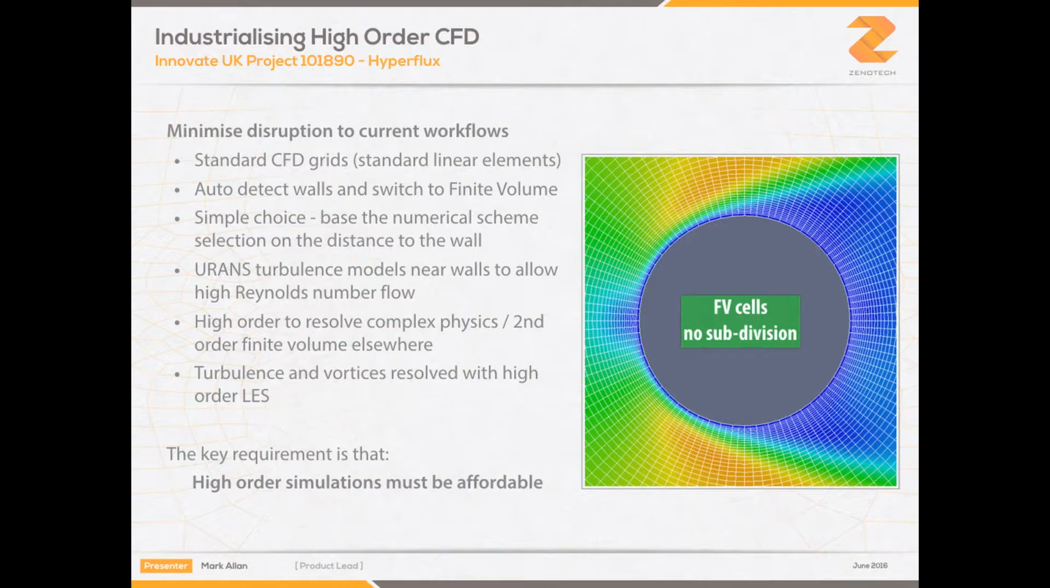Therefore, to try and minimise the disruption to current workflows, we've aimed to use standard CFD grids wherever possible. And when we detect that we're near a wall, the idea is to use a zonal approach where we would switch to more conventional finite volume techniques near the wall. Therefore, we can also use things like conventional RANS modelling or URANS modelling near the wall, which also allows us to achieve higher Reynolds numbers with these high-order methods. Where we're more interested in complex flow physics, we're then able to switch to high-order methods, and we can choose whatever polynomial order we want to use to represent the flow in those regions.